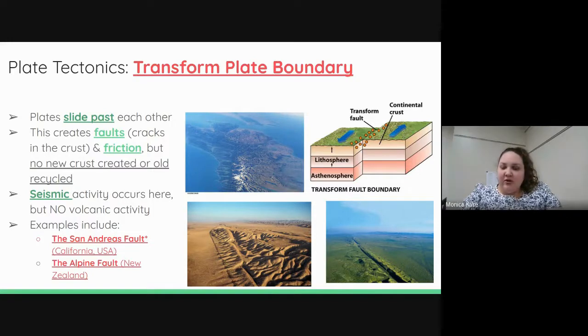There is no volcanic activity going on, and some of the most notable ones are the San Andreas Fault in California, and the other one is the Alpine Fault in New Zealand.